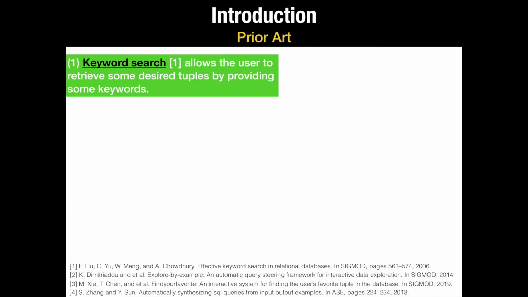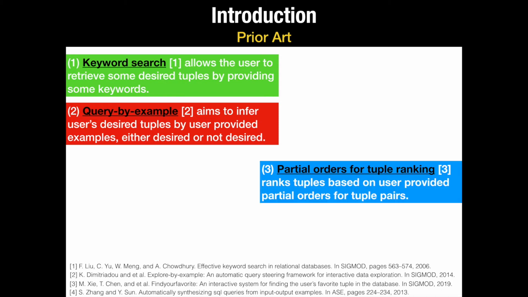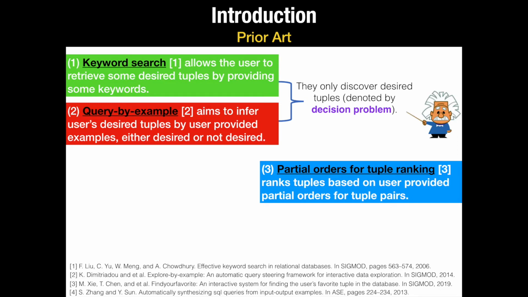Then let us review the prior works and their limits on solving the above problem. Keyword search allows the user to retrieve some desired tuples by providing some keywords. Query by example aims to infer users' desired tuples by user-provided examples, either desired or not desired. Partial orders for tuple ranking ranks tuples based on user-provided partial orders for tuple pairs. But 1 and 2 only discover desired tuples, denoted by decision problem, and 3 focuses on ranking all tuples, denoted by ranking problem.